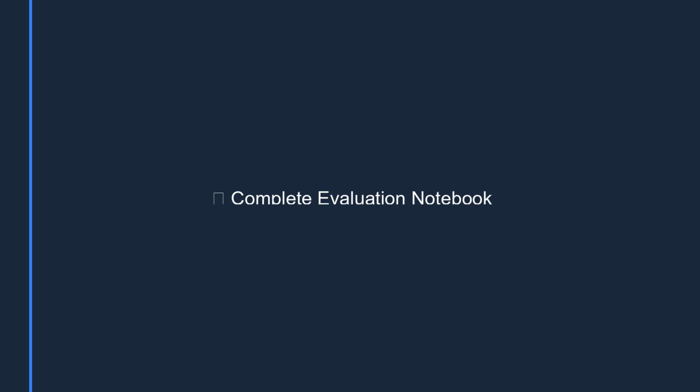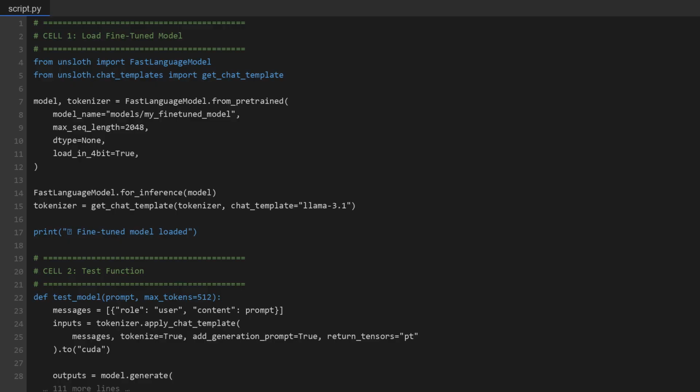Complete Evaluation Notebook. This notebook at notebook/03firsttraining/04evaluate.ipynb pulls together everything from this lesson into a single runnable document. It loads your fine-tuned model with from_pretrained, sets max_seq_length to 2048 and load_in_4bit, then confirms the model is loaded. The test model function handles tokenization, generation, and decoding. A quick single prompt test runs first so you can confirm the model is responding before you commit to the full batch. Then the batch test runs all your test cases and prints structured results.